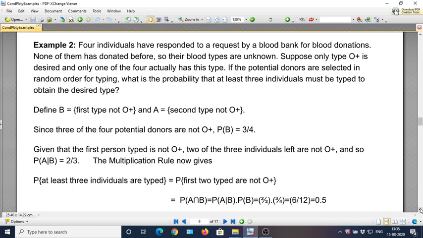So this is easy to compute, and this is a case where you conduct a sequence of trials or random experiments.